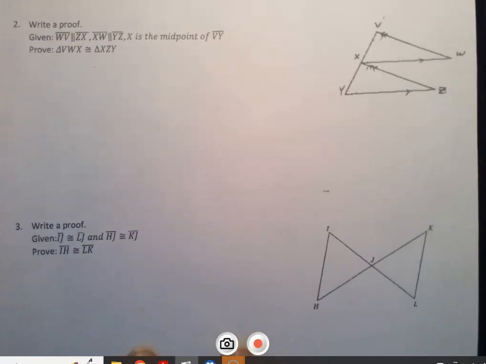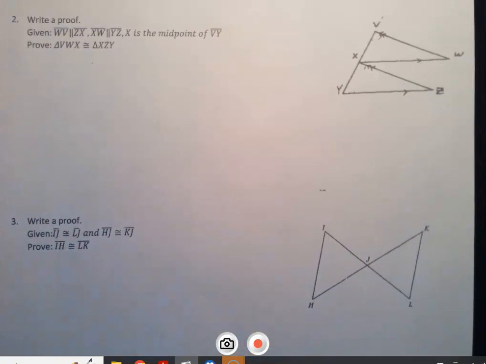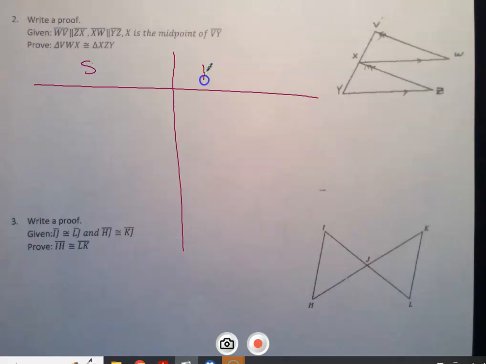All right, so number 2, write a proof. We've got WV. So let me see here. Let's do statements and reasons again. We know that WV is parallel to ZX, pardon me. So WV, it's got 2 little marks on it, is parallel to ZX. So these are matching up, right? W goes with Z, so I wouldn't relabel those. I would just leave them. We also know XW is parallel to YZ.